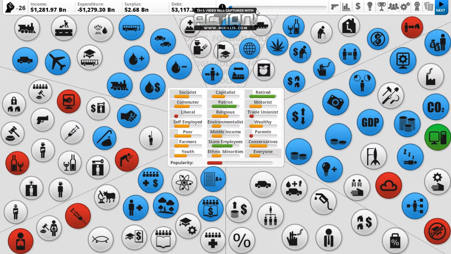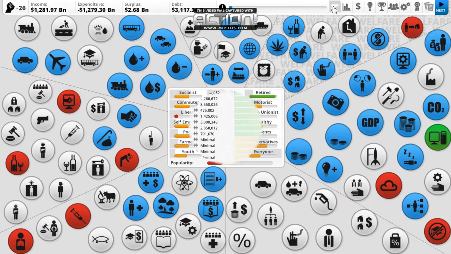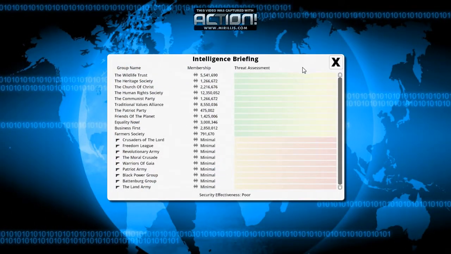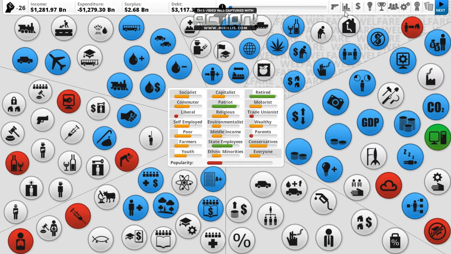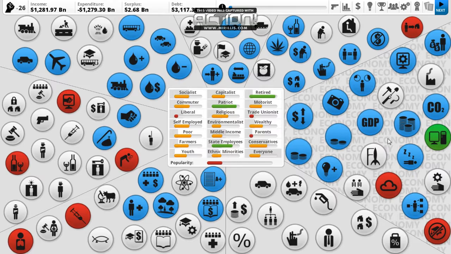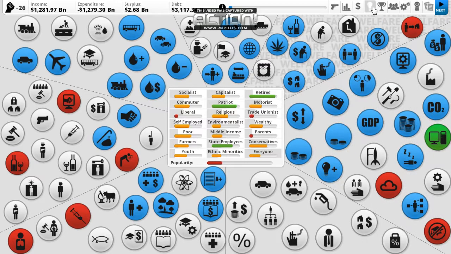We also have, this is just a sort of at-a-glance view of how much time you have until your next election. This here is, oh yes, the intelligence briefing. This tells you about all of the possible threats to your regime. You see these crusaders of the Lord? They're the people who shot me last time, so I'll be keeping a wary eye on them. And then these are various opinion polls and statistics. You have your financial data, implement new policies. All of the white policies on the screen now are things that are currently in place, so you can repeal those, or you can put new policies into place, and then the other stuff is not as important.